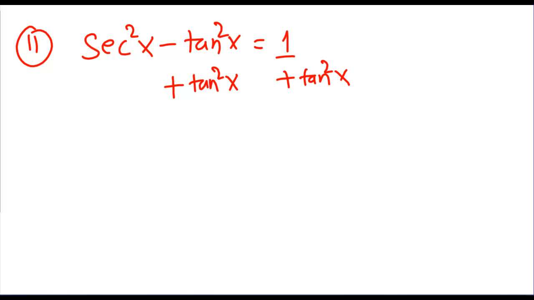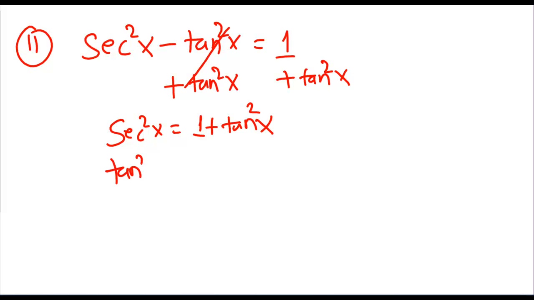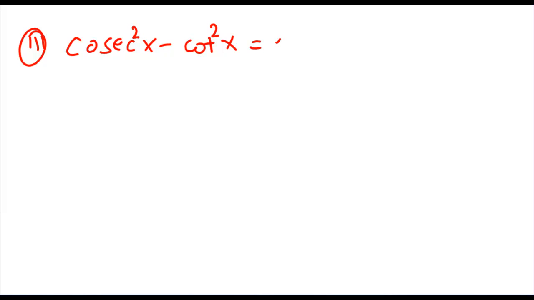You can add tangent on both sides to get secant square x equals 1 plus the tangent square x. And similarly, I can get my tangent square x equals secant square x minus 1. So there's a couple important things we could get out of this, and this is my second one. Now let's look at the last one we have to remember. Cosecant square x minus the cotangent square x is also equal to 1.